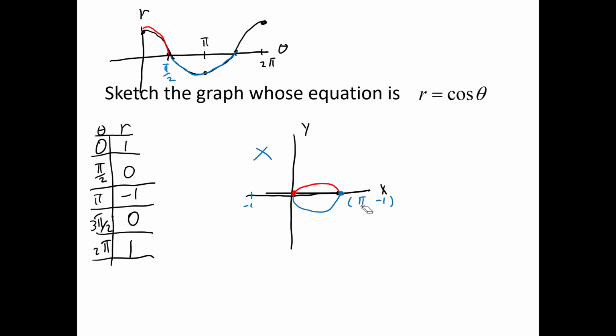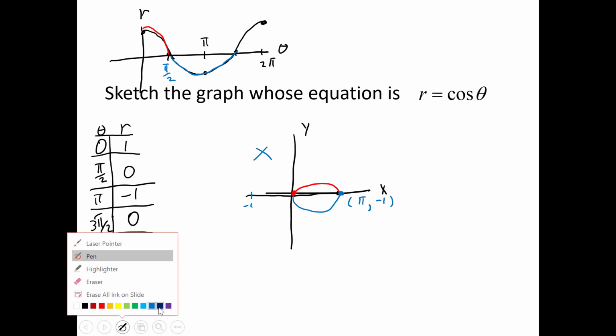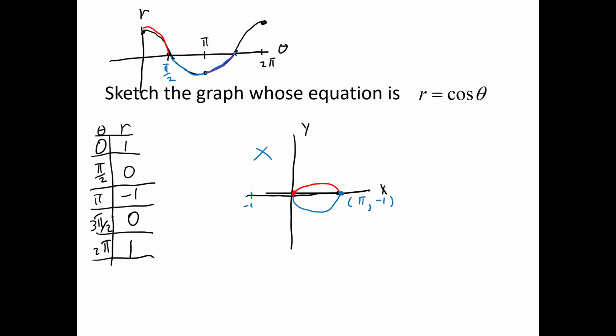And now we need to get from pi to 3 pi over 2 for this part. Let me go ahead and change that color. Purple. This part right here. Instead of being over here in quadrant 3, because my r values are still all negative, I'm actually in quadrant 1. And so then there at 3 pi over 2, I'm at 0. And then I come back down.